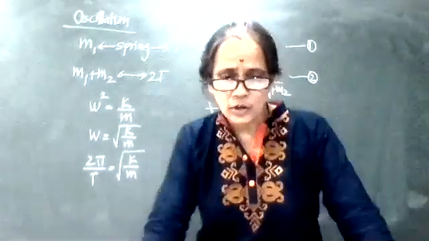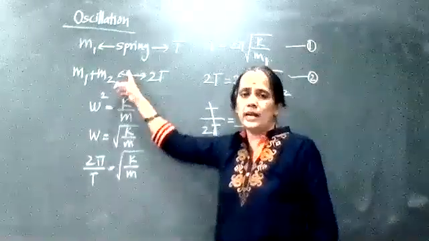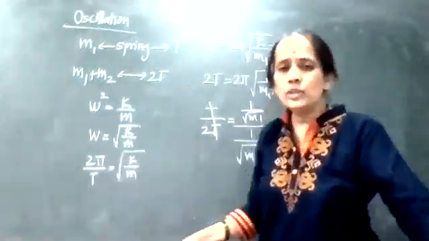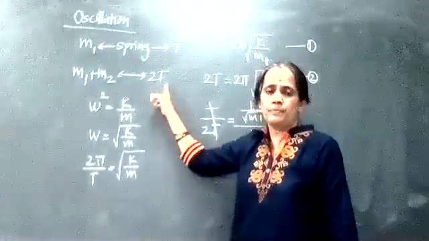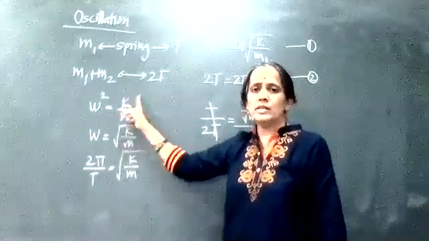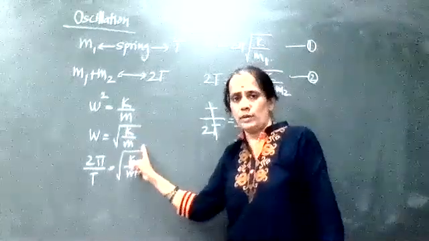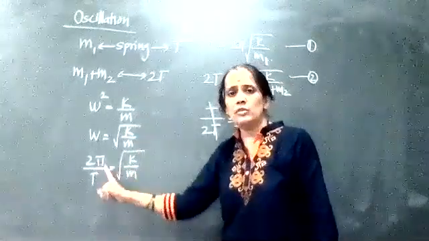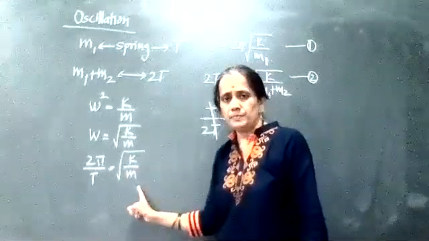So now what do we want to find out? We want to compare the masses m1 and m2. How can I do this? I have to relate mass with period, and for that purpose we have a relation: omega square is equal to k upon m. So omega is equal to under root of k upon m, while omega is equal to 2 pi by T, which is equal to under root of k by m.